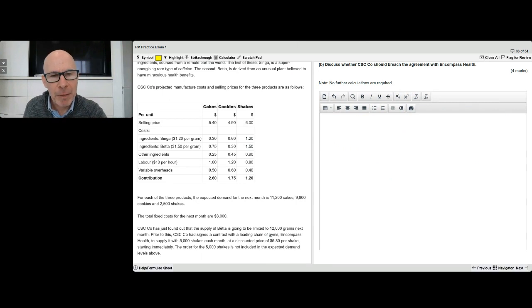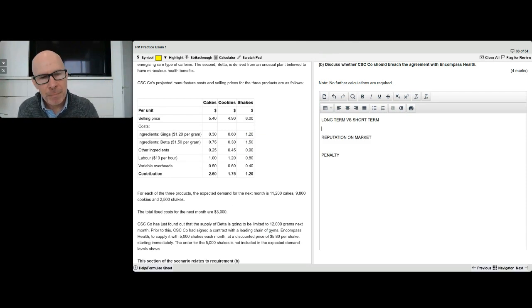Now, look at this one. Here's a discussion for 4 marks. Discuss whether the company should breach the agreement. Everything you write needs to be related to the story. And here you want to plan out your ideas. You got 4 marks, 4 ideas. So before you begin writing out your answer, come up with some headings. Now, maybe you cannot come up with all 4 ideas. Maybe you came up with 3 ideas.